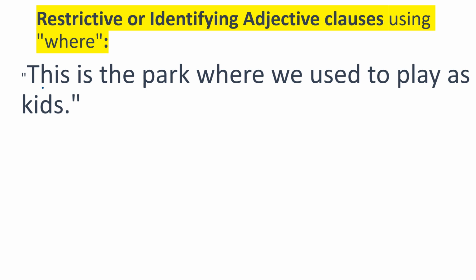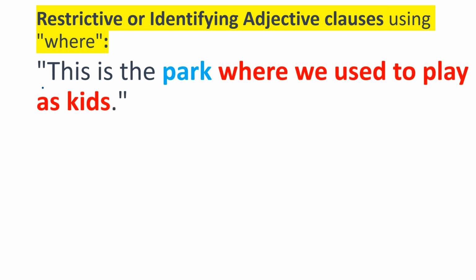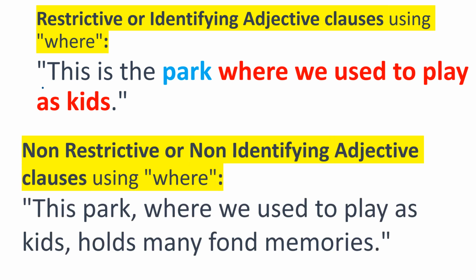So the first sentence is, this is the park where we used to play as kids. Where we used to play as kids is the adjective clause, and it's describing park. This park, where we used to play as kids, holds many fond memories. Where we used to play as kids is a non-restrictive clause. This park holds many fond memories is the main sentence.